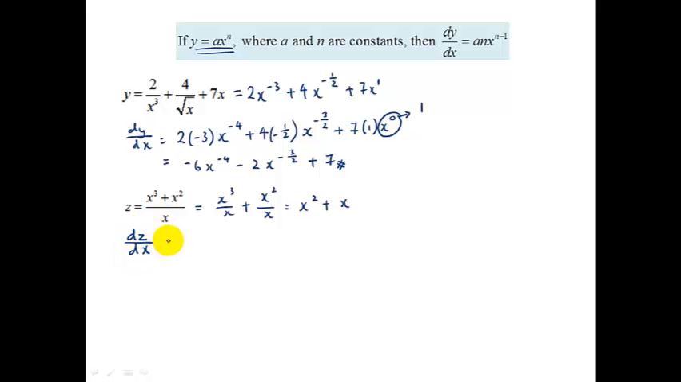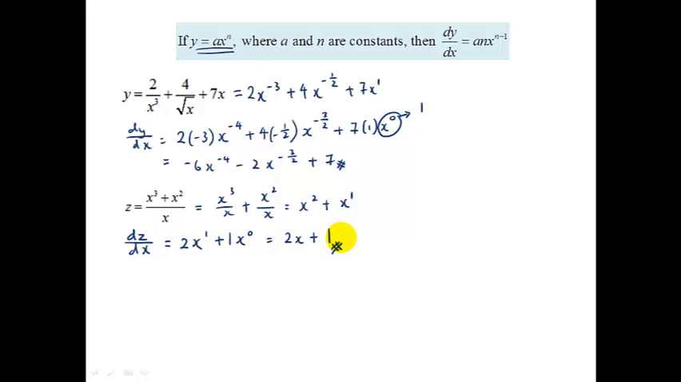dz/dx is equal to, first term x squared, so I'm going to bring down the power 2, and x instead of power 2 will be powered 1 because power must be less 1. The next term, there was a power 1 here, so I'm going to bring down power 1, and x will become power 0. Simplify, I get 1. 2x plus 1 is my final answer.